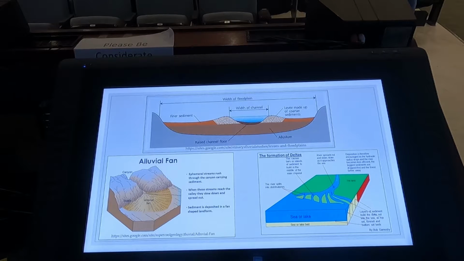So on the top picture, just basically a riverbed or a stream that overflows its banks, and you can see the alluvium soil start to form. We have more soil that is deposited on top of it, and that is how our soil is built.